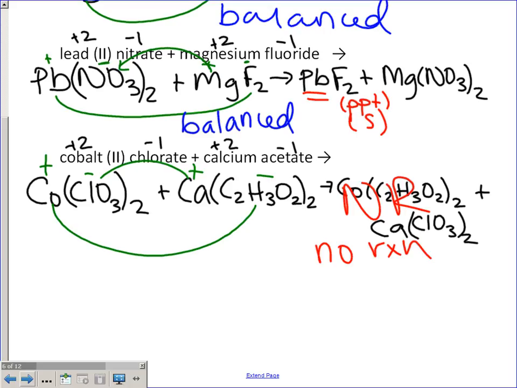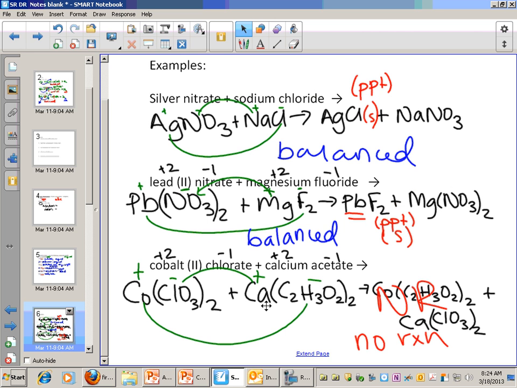All right, double replacement has one more piece, and that is net ionic equations, and we will talk about that after we talk about combustion, our last type of chemical reaction.